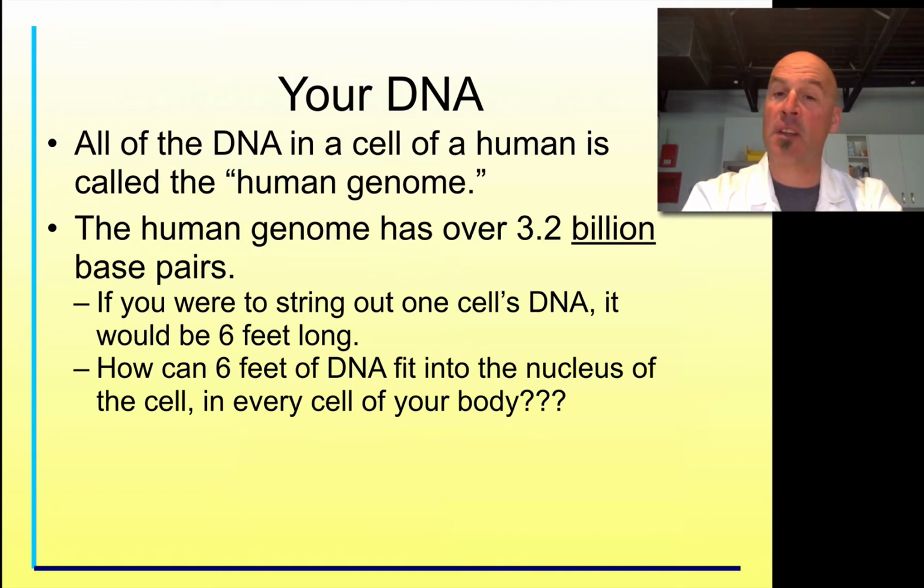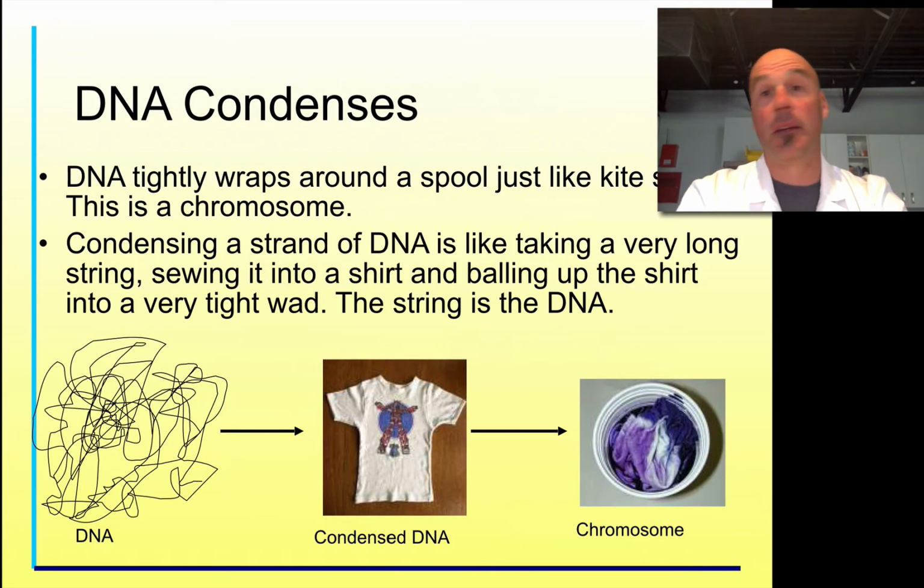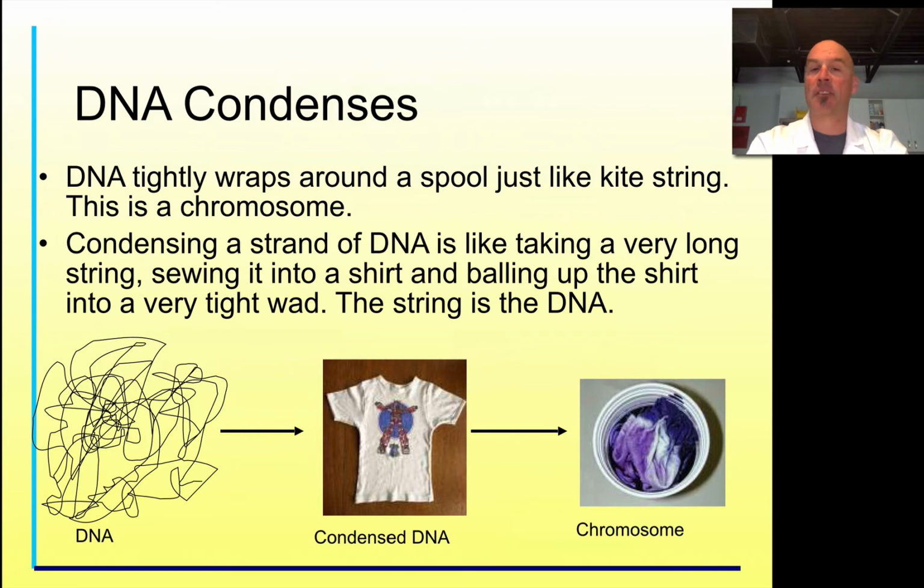So if you were to string out one cell's DNA, it would be over 6 feet long inside one single cell. Now, you may wonder, how can 6 feet of DNA fit into the nucleus of the cell? And that is in every cell of your body. It condenses. So the DNA wraps tightly around a spool, just kind of like kite string. And this is called a chromosome.